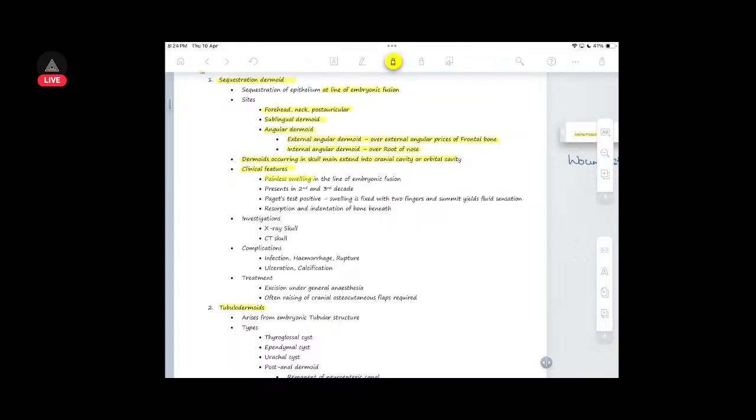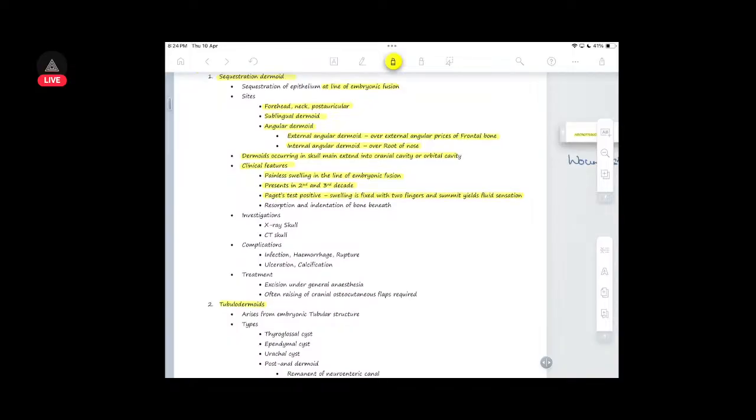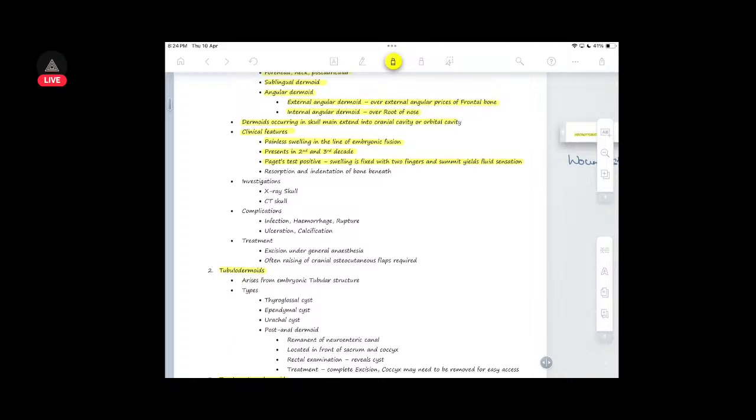So clinical features: you have painless swelling in the line of embryonic fusion, presenting in the second and third decade. Paget's test will be positive, wherein if the swelling is fixed with two fingers, the summit yields a fluid sensation. Fluid sensation will be there if you press at the summit. Resorption and indentation of bone will be seen beneath.